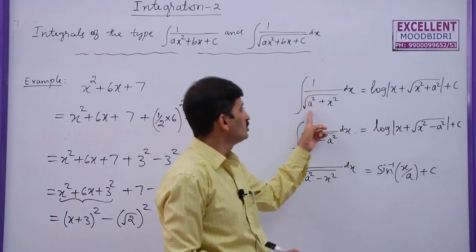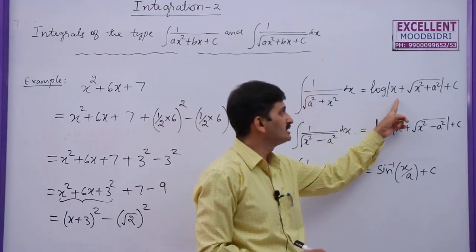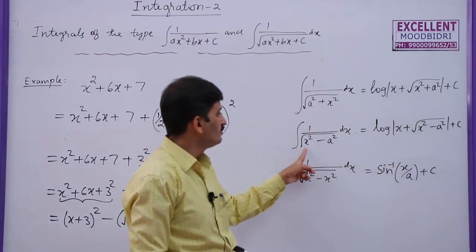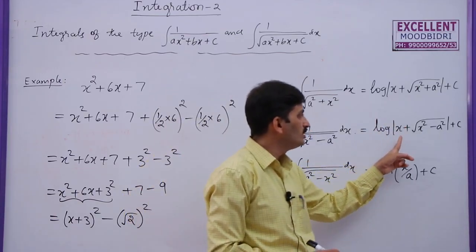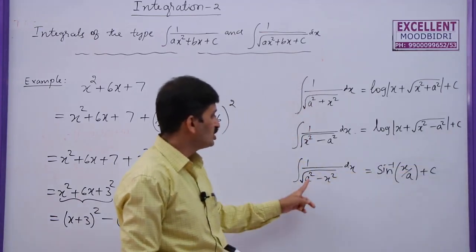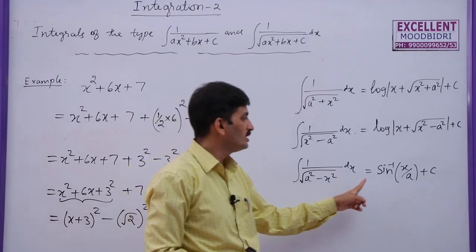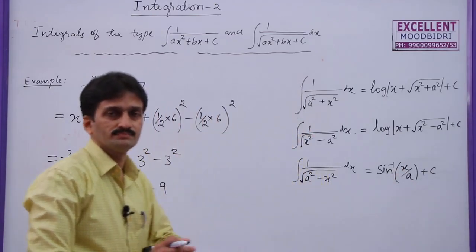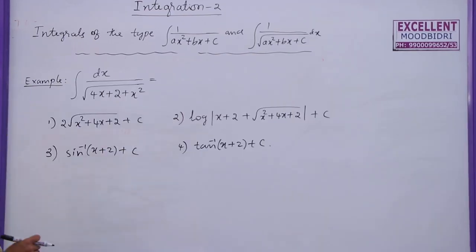Integral of 1 by root of a square plus x square is log mod x plus root of x square plus a square. Integral of 1 by root of x square minus a square is log mod x plus root of x square minus a square plus c. And integration of 1 by root of a square minus x square is sin inverse x by a plus c. Okay. Let's see one example.